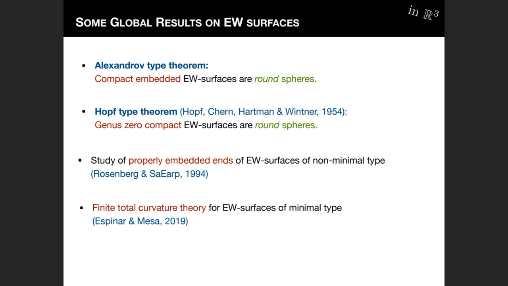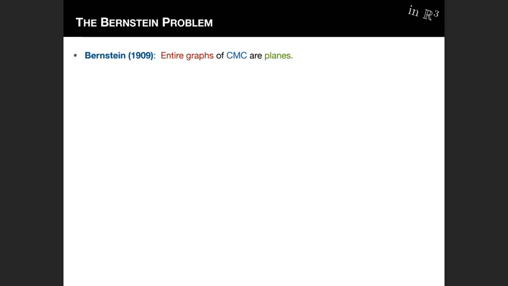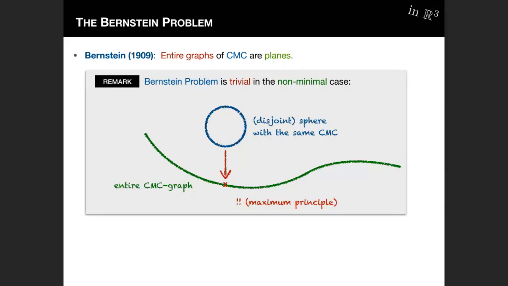So the one I'm going to focus on in this talk is the classical Bernstein theorem in R3. The classical Bernstein theorem says that any entire graph with constant mean curvature has to be a plane. There are no other examples of entire graphs with constant mean curvature. Actually, for non-zero constant mean curvature, the problem is trivial, so it only makes sense in the case of minimal surfaces. It's the only case in which it's not trivial.